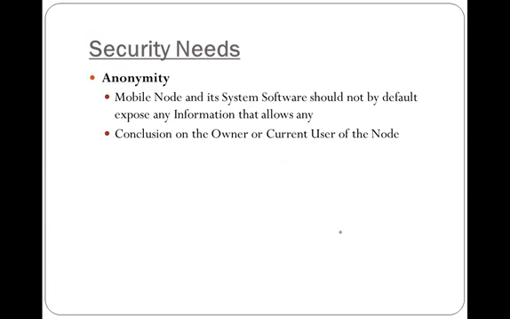Then the next security need is anonymity. Your mobile node and its system software should not by default expose any information that allows some conclusion or some other information about a user or a sender. As we discussed earlier, the node should be anonymous and the attacker may not know about the location of that node, from where the data is coming.